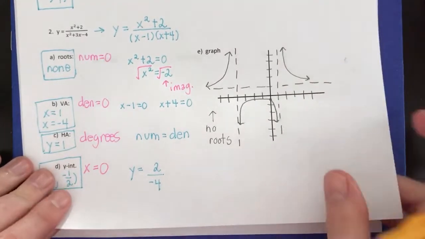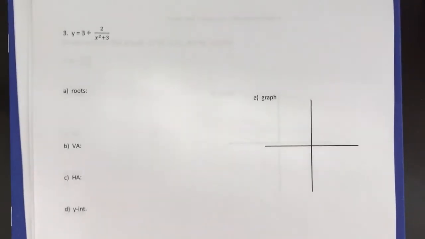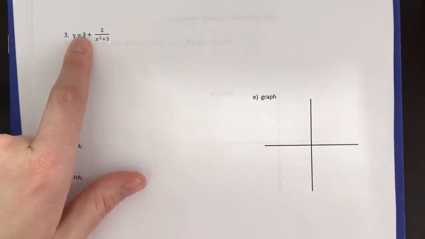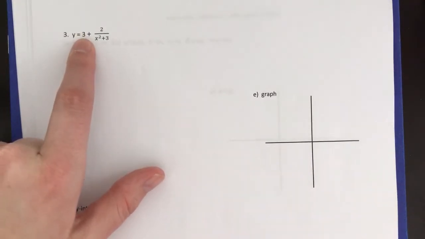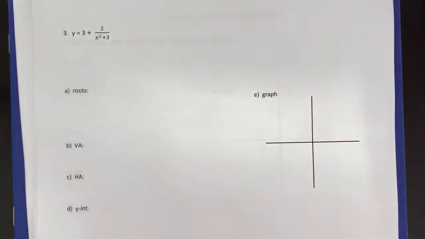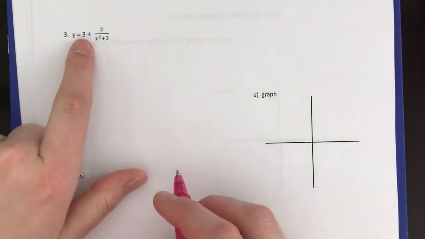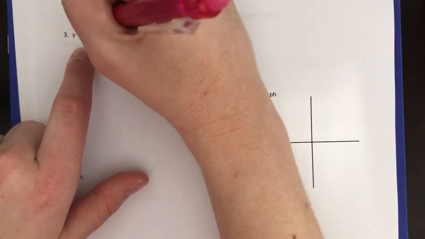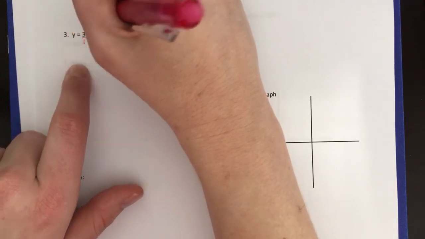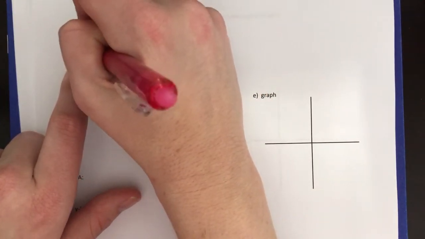All right. Last example, number 3. Okay, we have an issue here because we don't have a single term. We don't have like one fraction. We can't have 3 plus this. So what we need to do is get a common denominator here. So we're going to multiply this 3 over 1 by x squared plus 3 over x squared plus 3 and get a common denominator.